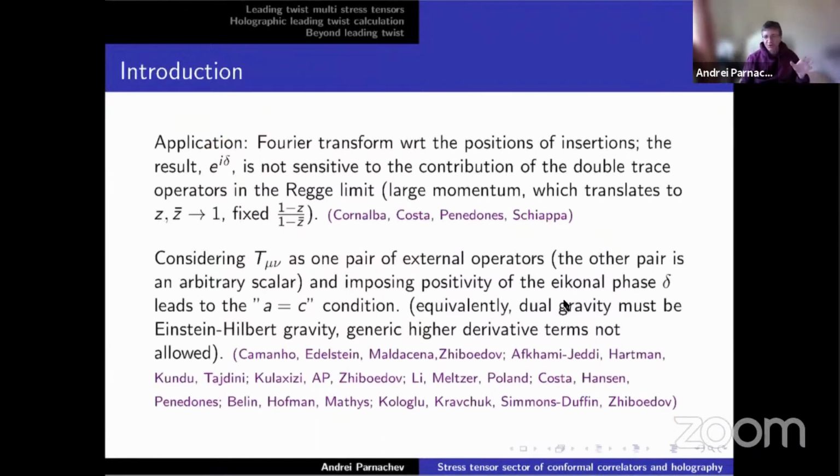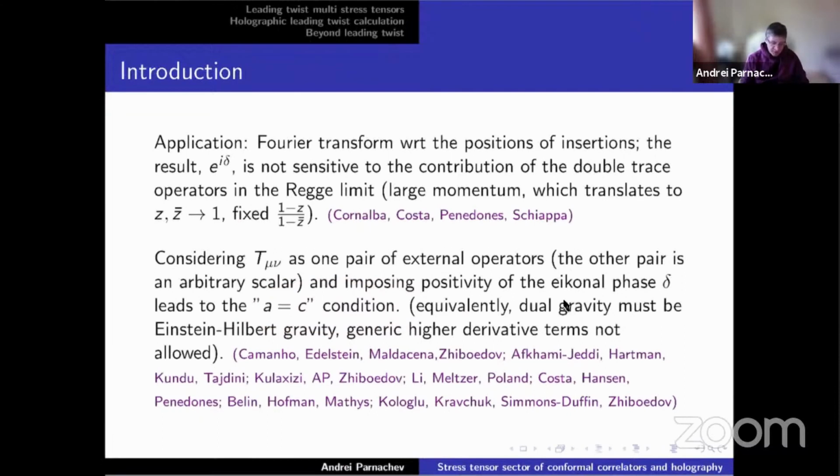So it only knows about the stress tensor exchange. Now, if you consider T mu nu, the stress tensor, as one pair of external operators, the other pair being scalar, and then you impose the positivity of the phase shift, which follows from the entirety of the CFT, you recover the so-called a equals c condition, or equivalently a statement that the dual gravity must be Einstein-Hilbert gravity, and generic high derivative corrections are not allowed.